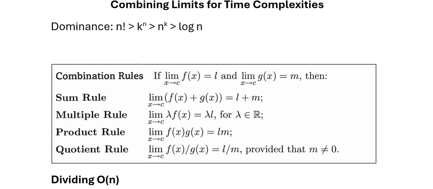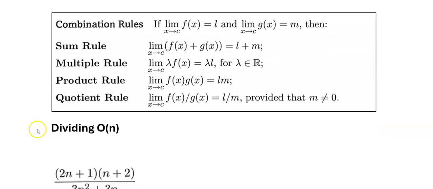So, quick reminder of the dominance of types of functions. We know that combinatorics, like factorial, grows the fastest, followed by exponentials, and then polynomials, and then logs. And there are some other ones that we could throw in there as well. But this dominance is important. I've also listed some combination rules here. We're just going to really be focusing on the quotient rule, and the other one you've probably used is the sum and the product. So let's see how this works.